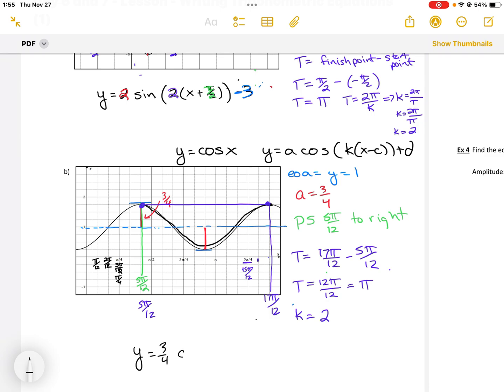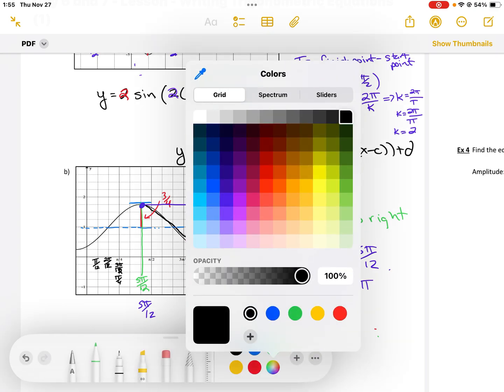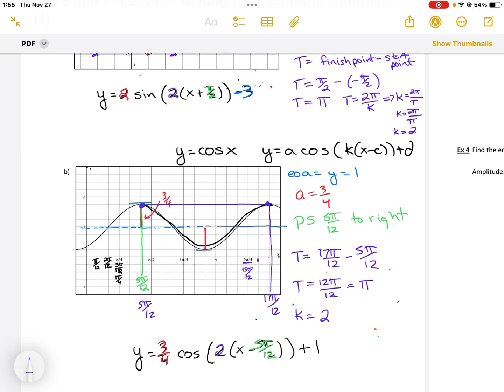So I have 3 over 4 cosine k x minus 5 pi over 12 because I am moving to the right. And then finally I'm adding 1 to get my equation of the axis. So amplitude is in front, phase shift is inside the brackets, k value is determined by the period, which is the number in front, and then the last one is the vertical shift, which is equal to the equation of the axis.